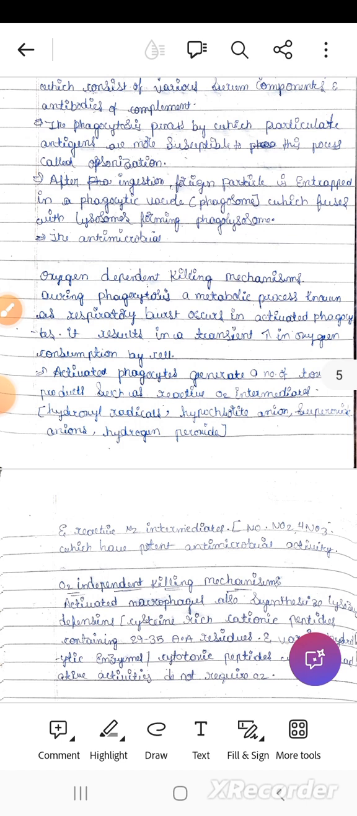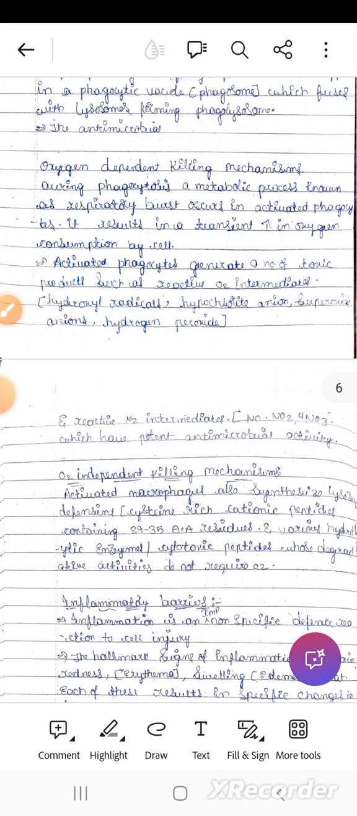Now, the oxygen dependent killing mechanism is a metabolic process known as the respiratory burst. It occurs in activated phagocytes and results in a transient increase in oxygen consumption by cells. Activated phagocytes generate a number of toxic products such as reactive oxygen intermediates. These oxygen intermediates are hydroxyl radicals, hypochlorite anion, superoxide anions, and hydrogen peroxide.